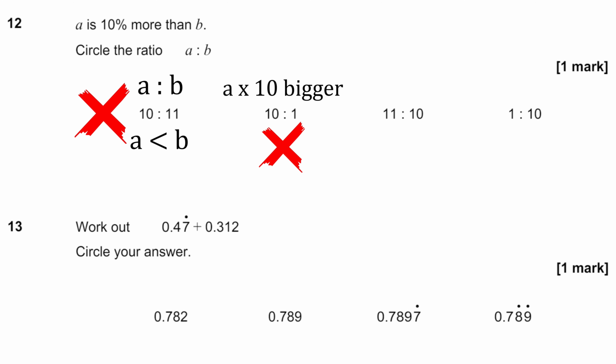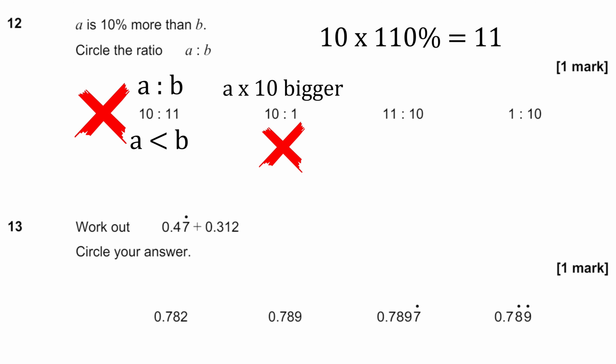Next up, we have A to B ratio of 11 to 10. This looks a bit more like what we're looking for. So if you take 10 and you times it by 110%, we're going to get 11. And if you times something by 110%, it means it's going to be 10% bigger.